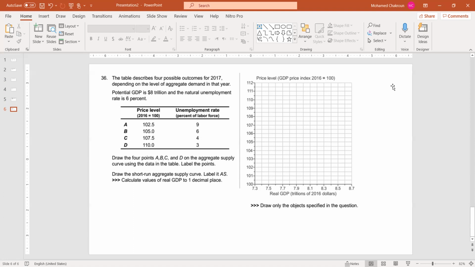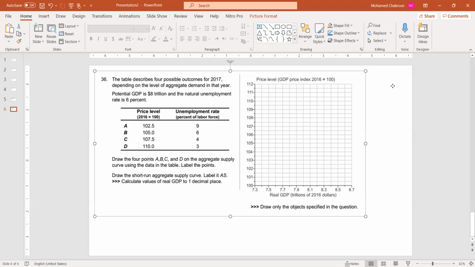So we need the Okun law. In order to draw the aggregate supply curve, we need to find the different values for real GDP. How to find it? So remember the golden rule, the Okun rule. If the unemployment rate is 1 point higher than the natural unemployment rate, real GDP is 2 points lower or below the potential GDP.